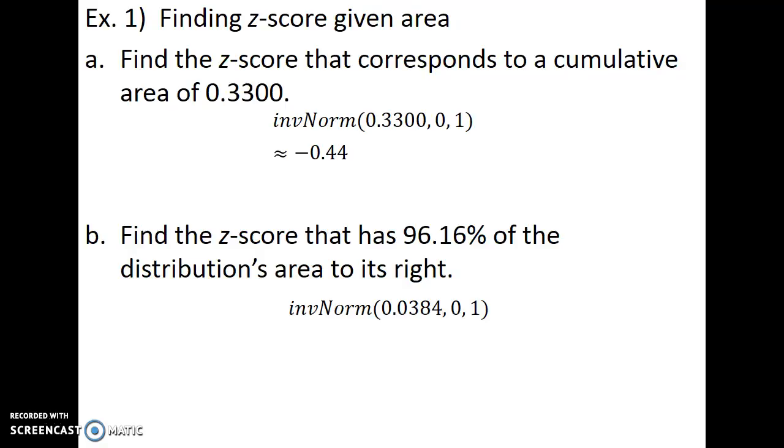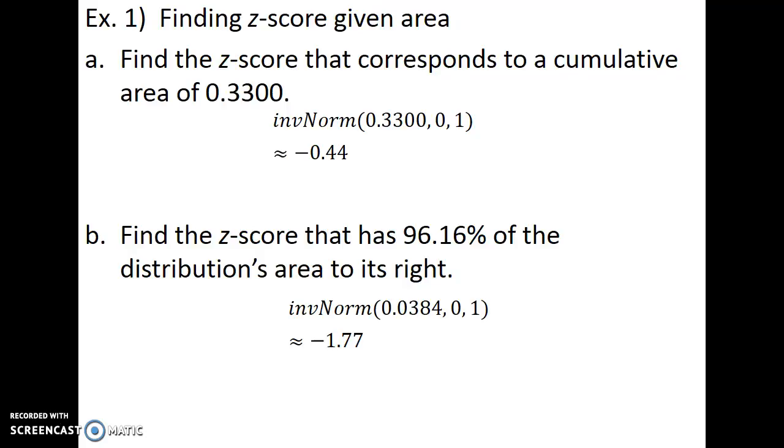So then for part B, find the z-score that has an area of 0.9616 of the distribution's area to its right. Now, if you look at what I typed in, I'm not putting in 0.9616 because that's the area to the right. And if that much of the area is to the right, then the complement of that is to the left. And again, inverse norm only works with cumulative areas. So this is the area that is to the left of the z-score that we're going to calculate. So 1 minus 0.9616 gave me that.